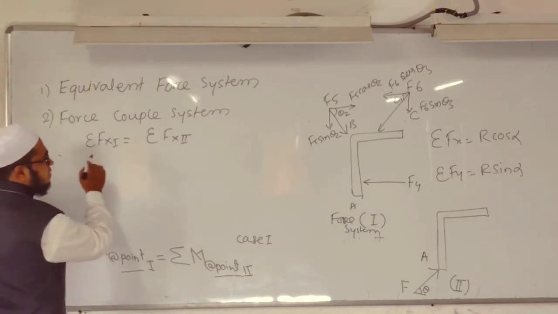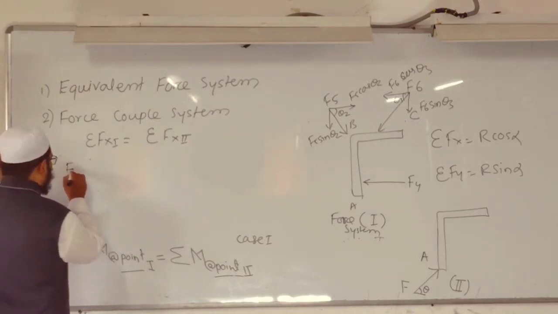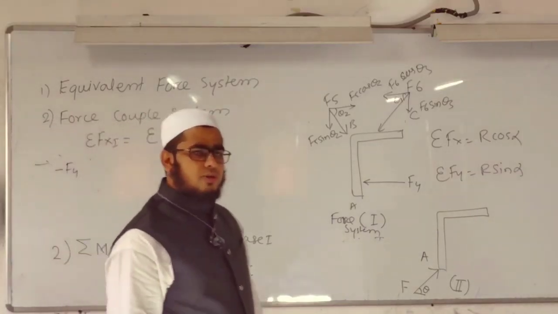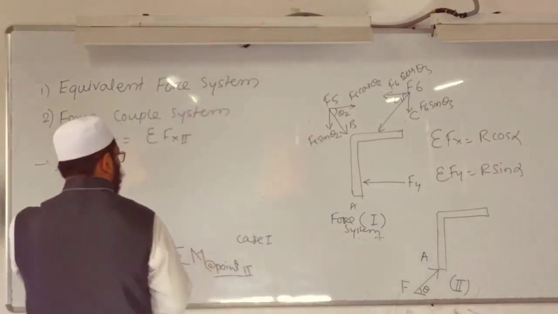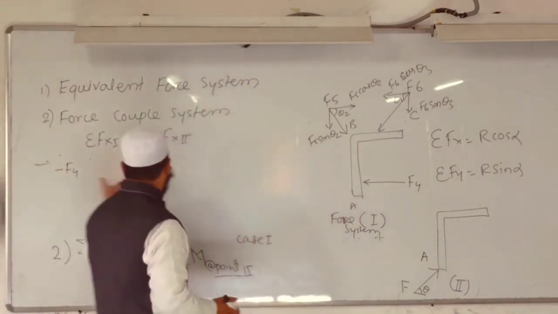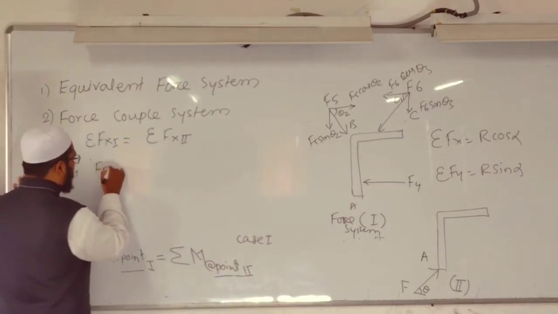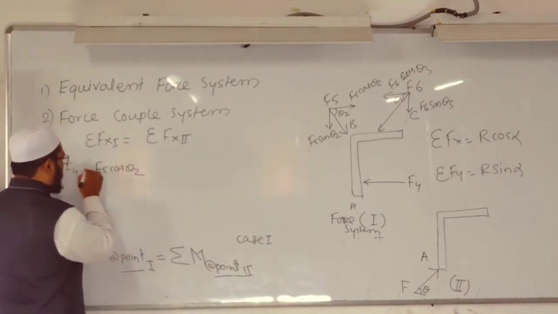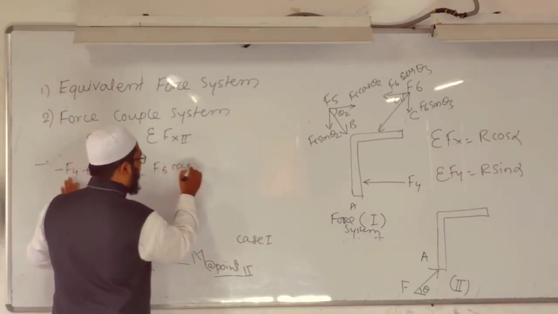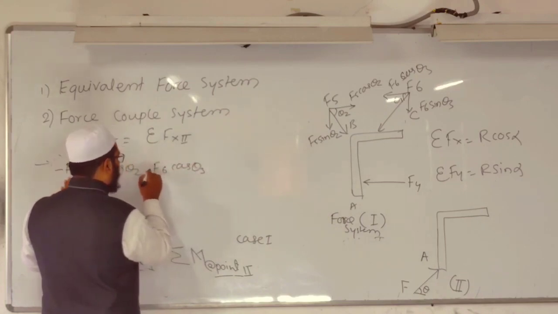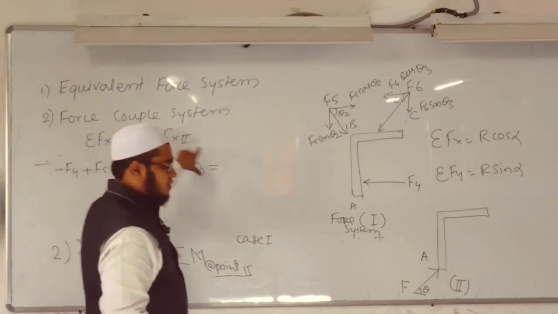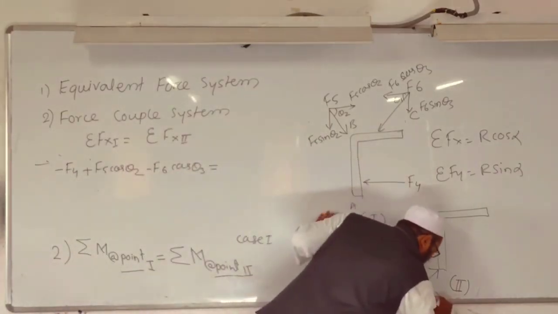In summation Fx of first, F4 is acting towards left. We know the sign convention: rightward is positive, leftward is negative; upward is positive, downward is negative. So F4 is leftward here, that's why it is negative. Then F phi u cos theta 2 is rightward, positive. F6 cos theta 3 is also leftward, equal to summation Fx of second force system. This is the Fx of the second force system.